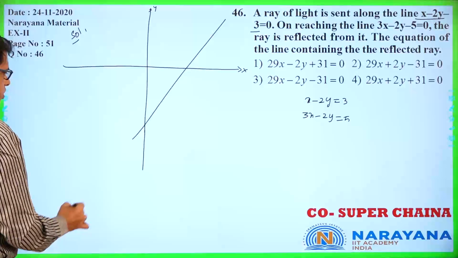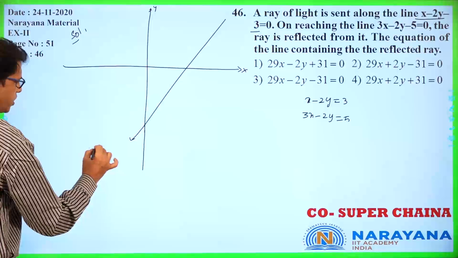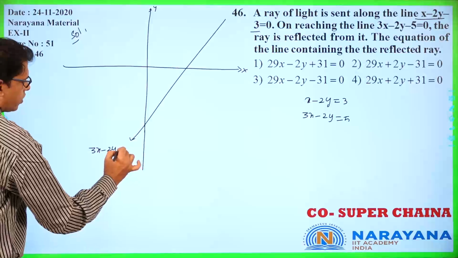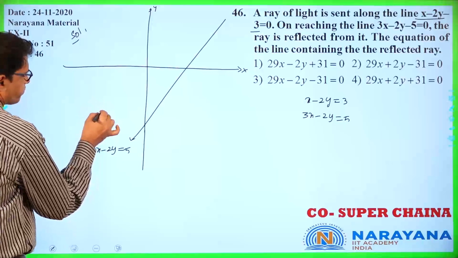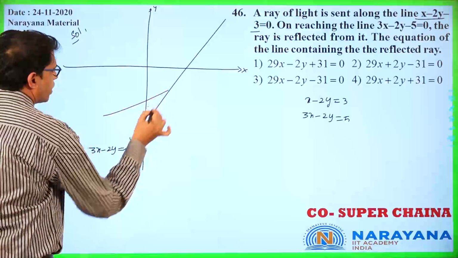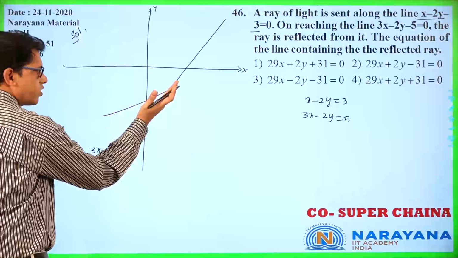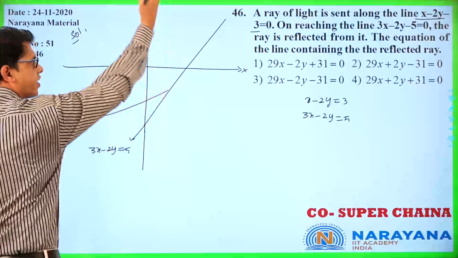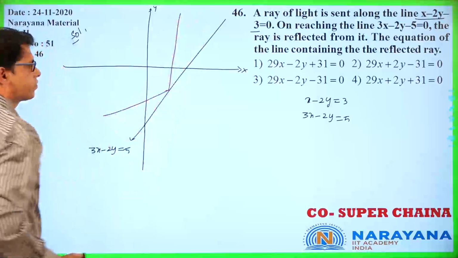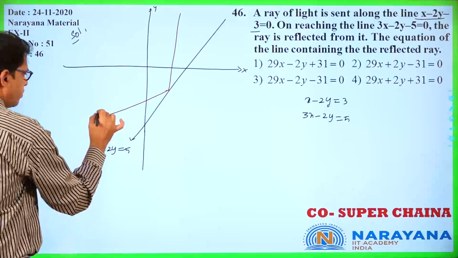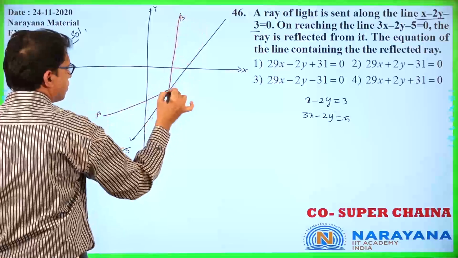This line represents 3x minus 2y equals 5. Now another line: a ray is coming along the line x minus 2y equal to 3. See, this is a line. So assume this one as a mirror, it gets reflected. Okay? At this point it is getting reflected. Say this point A, this point B, this point say some P.